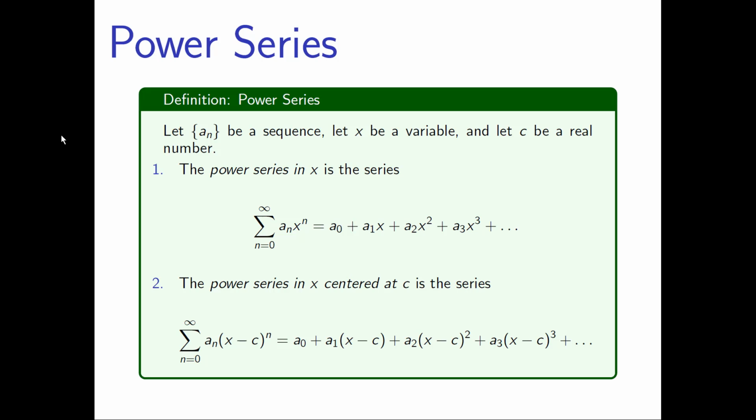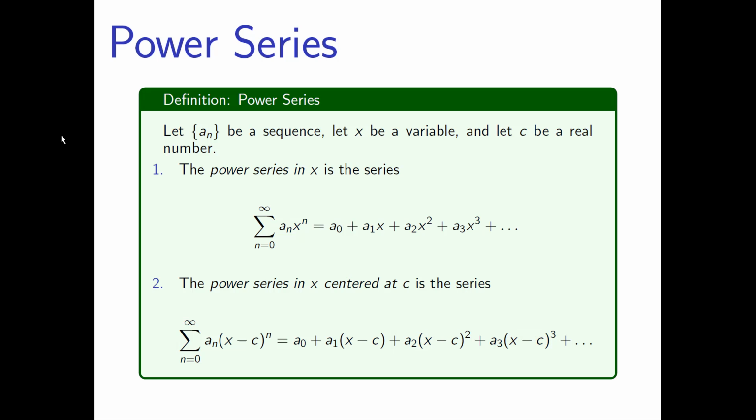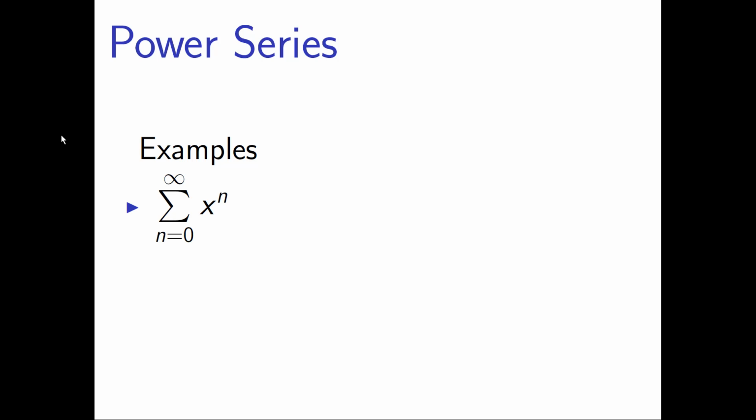I'll say this number 1 here is the simplest form. The more general form is a power series in x centered at c, and here we can see instead of just an x we have an x minus c in each of the terms, and the a's are still the coefficients. So that is the definition of a power series.